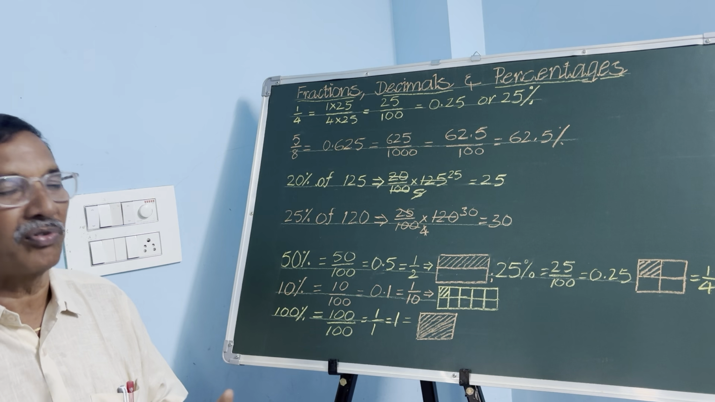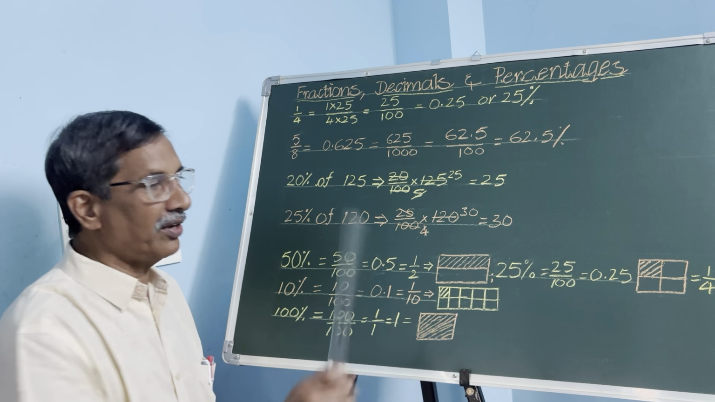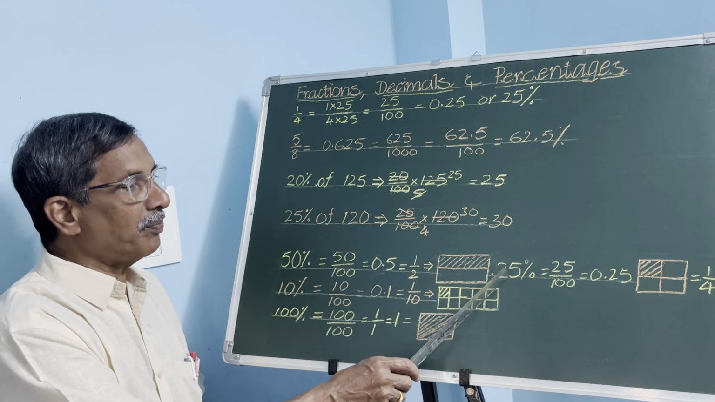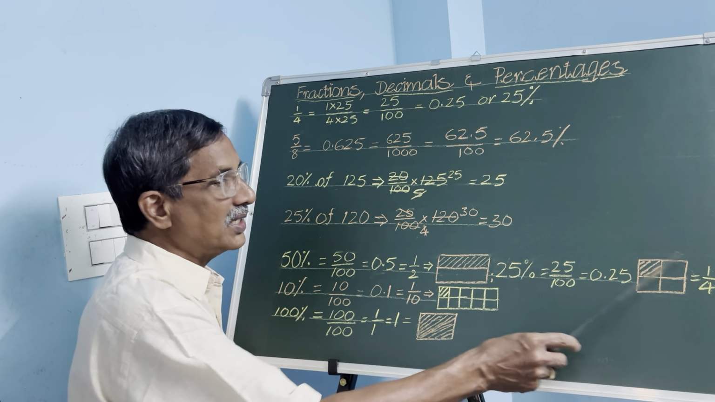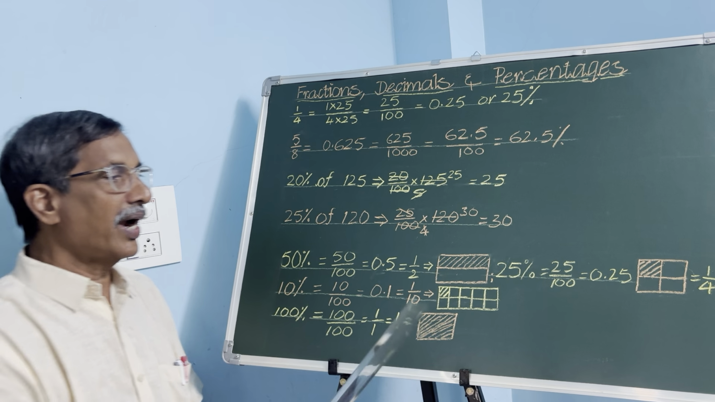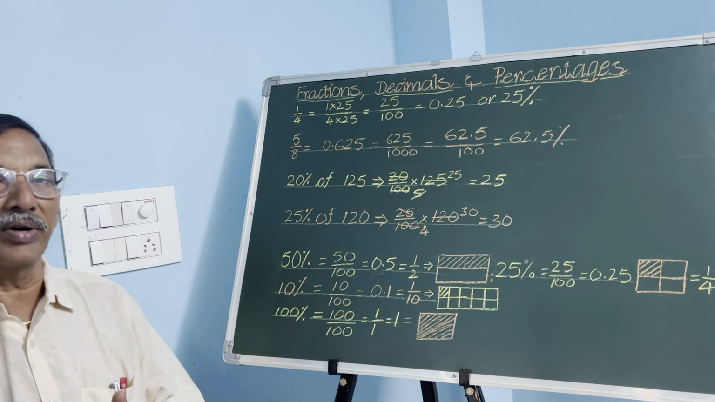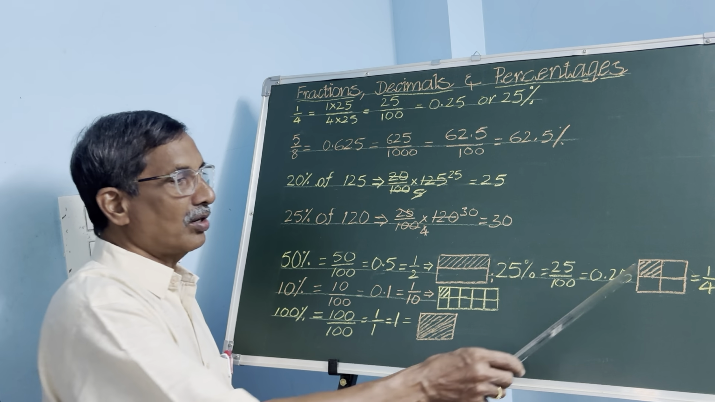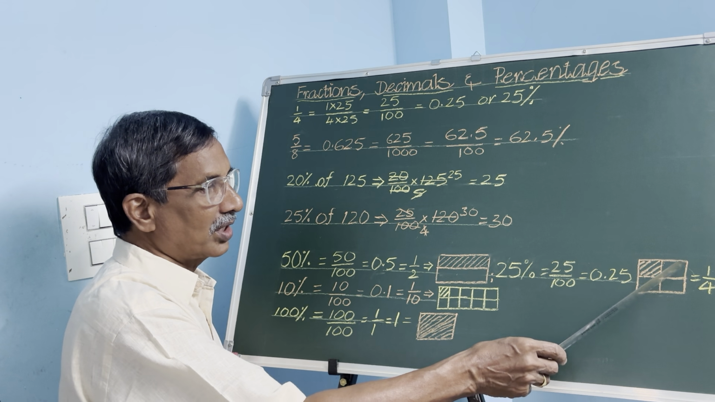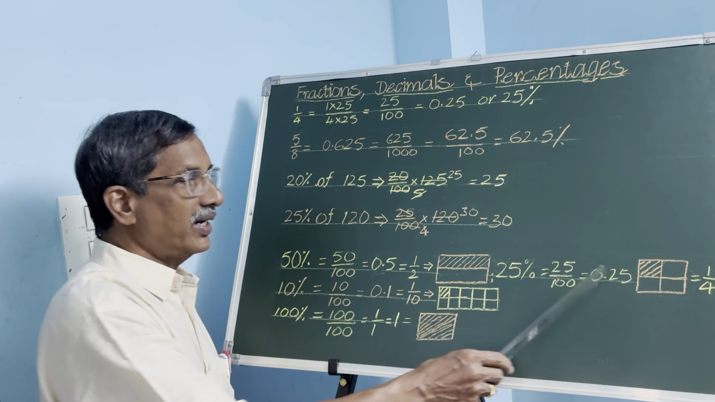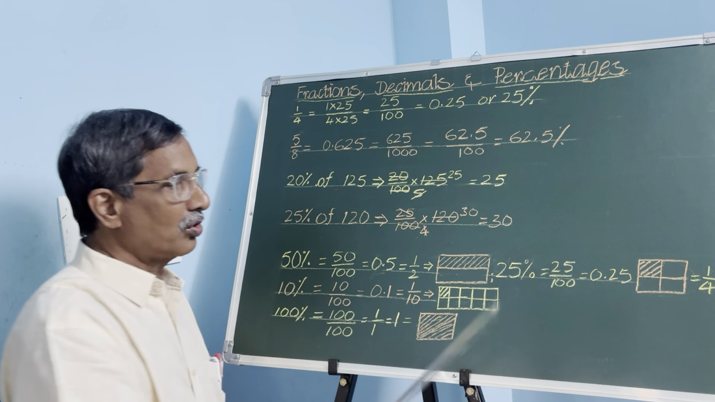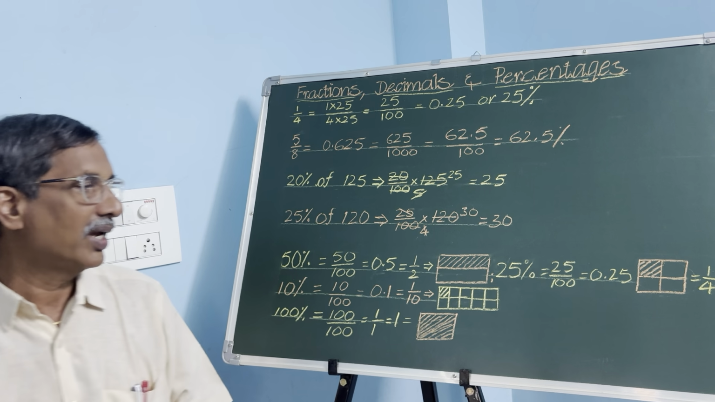50% means half. Coming to 25%. 25%, we know that it is equal to 1/4. When the whole is divided into 4 parts and one part is shaded here and one part is taken, it is called 1/4. One part of 4 parts, and it is also equal to 0.25 and 25 by 100.